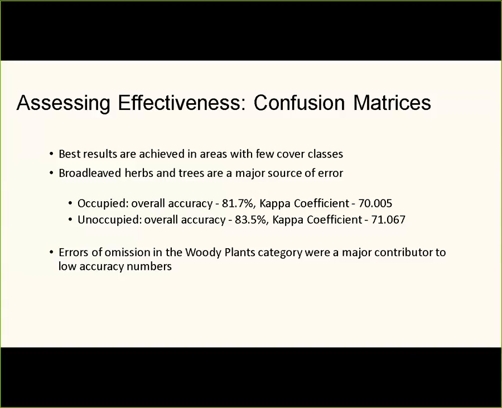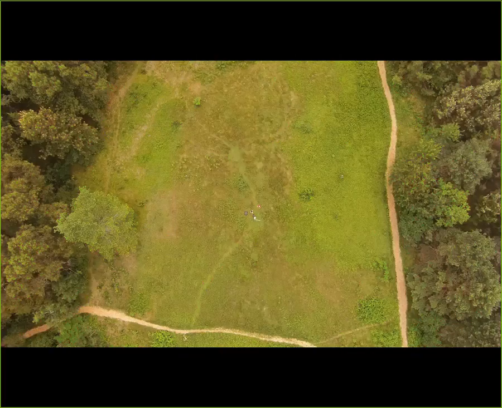But the biggest problem was definitely errors of omission in the woody plants category. This problem with this tree that was miscategorized as shrubs and grass happened at pretty much every site that had trees. It all depends on what color the leaves are. So let's look at our original image. You see how that tree is so much paler than all the other trees? It's really a lighter green. And that's what fools the computer into thinking that it's herbaceous growth.